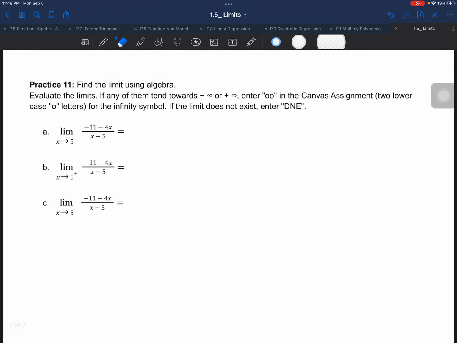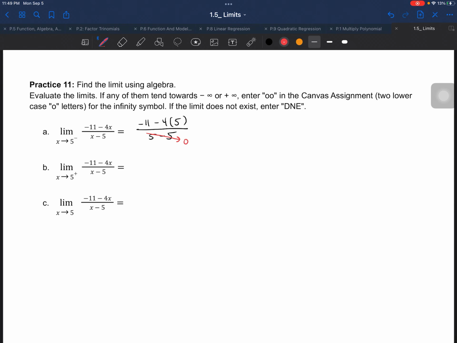Alright, so in this problem, we're going to find the limit using algebra by using direct substitution. We're going to go ahead and replace x with 5. By doing that, we end up getting (-11 - 4·5) over (5 - 5). If you notice, the bottom one is going towards 0.